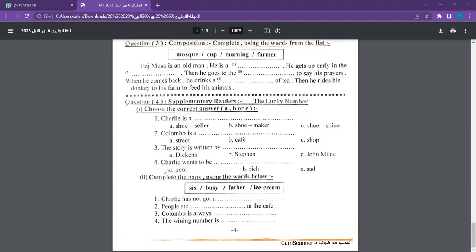Number 4. Charlie wants to be poor, rich, sad. Charlie wants to be what? Which one is right? Sorry, I didn't get you. Repeat it, please. Poor or rich or sad? What is the meaning of wants to be? I want to be sad. I want to be rich. I want to be poor.